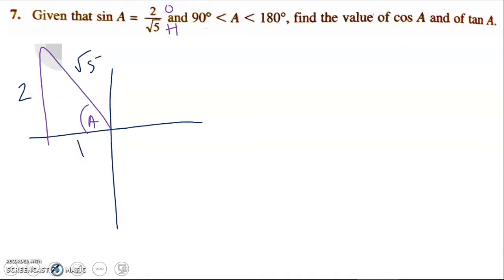Okay. Now let's fix a couple things. This actually should be a negative 1. Again, it's going on the left side of the x-axis. 2 is fine, square root of 5 is fine as well. Let's go ahead and find what cos is now. And let's go ahead and find what tan A is now.